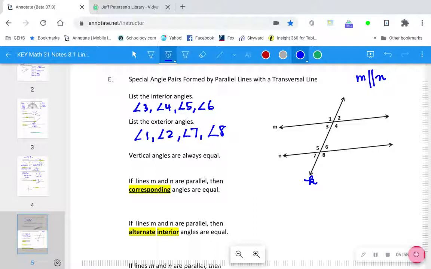Now, vertical angles are always congruent. We learned that above, so I'm going to give you some of those pairs. Angle 1 is catty corner from angle 4. So right here and right here. On that same corner, I could say angle 2 is congruent to angle 3. So I'll write that down. And then in this corner, you could have 6 equals 7 or 5 equals 8.